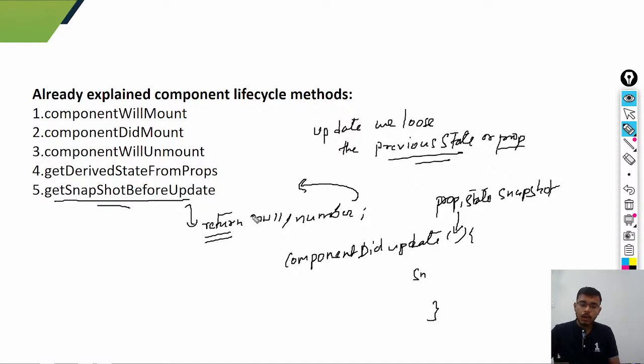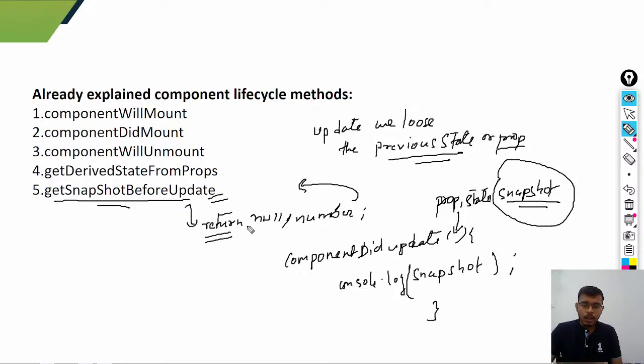Whatever value I have returned from getSnapshotBeforeUpdate can be captured in this snapshot parameter, and finally can be logged or used in some particular operation that you want to do. So within console.log, you can use that snapshot. You can see the snapshot, and this value which I have returned from within getSnapshotBeforeUpdate can be fetched within componentDidUpdate in the snapshot parameter, and I can return anything.